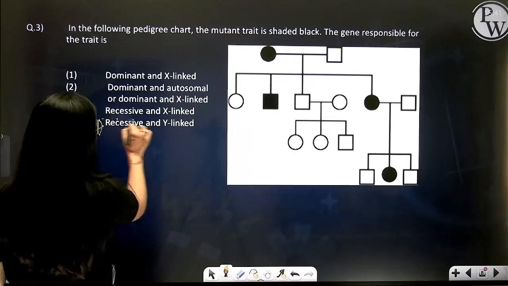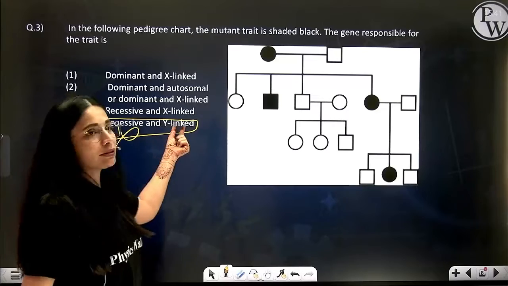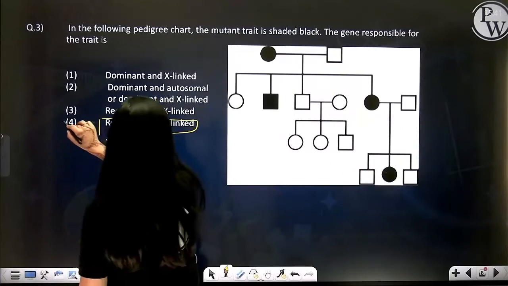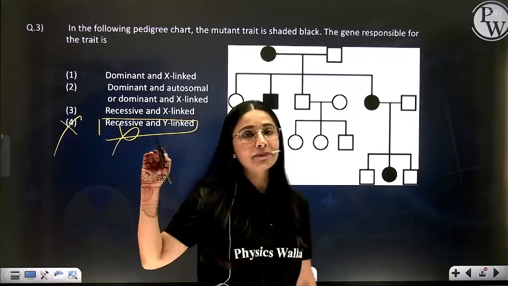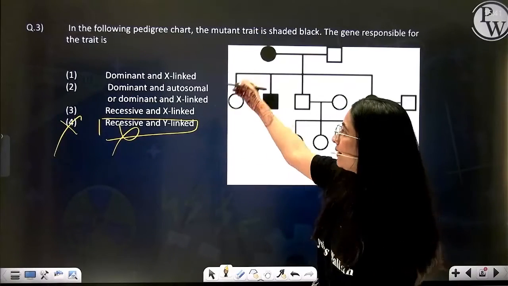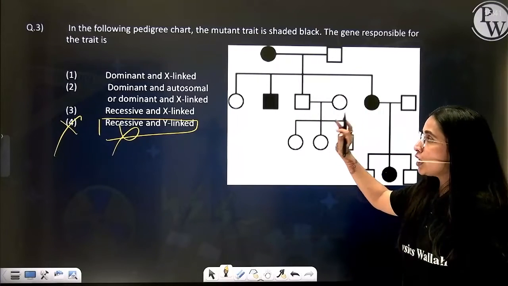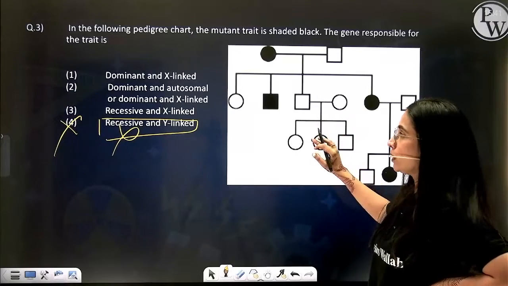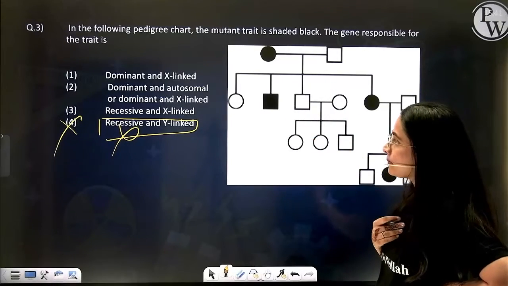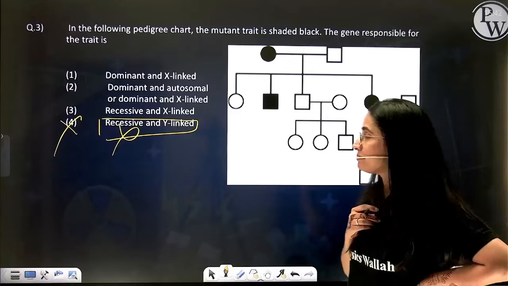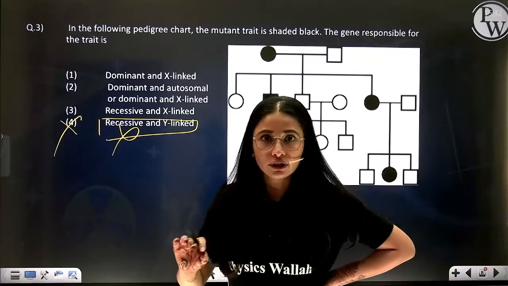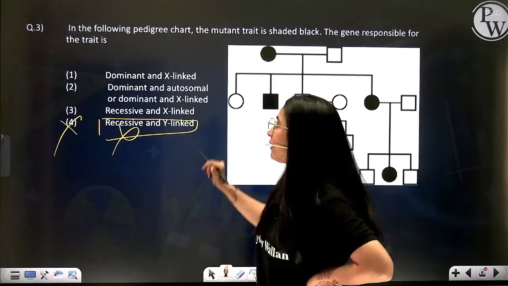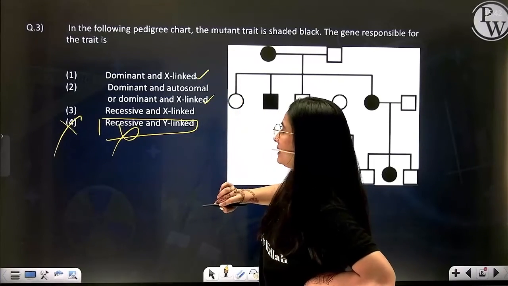Okay. The fourth option though you can beta neglect. Why? Because it cannot be Y-linked. As you can see, females are also affected in the chart. So the fourth option in the question is absolutely wrong. Now you have to choose between the first three. Now the first option says dominant X-linked. The second says dominant and autosomal or dominant and X-linked. The third says recessive and X-linked. That means it has to be X-linked. Now you're not going to solve this chart for autosomal disorders. You have to check mainly for X-linked.